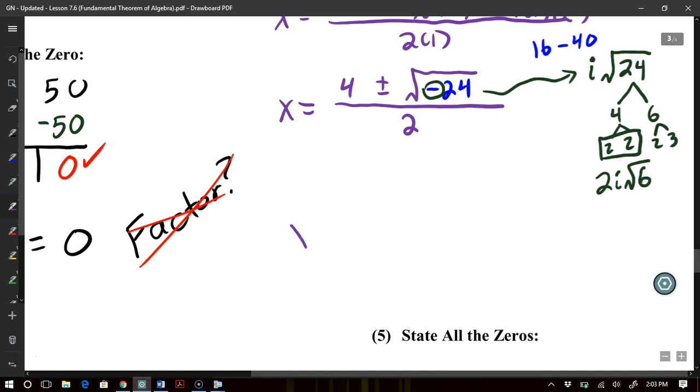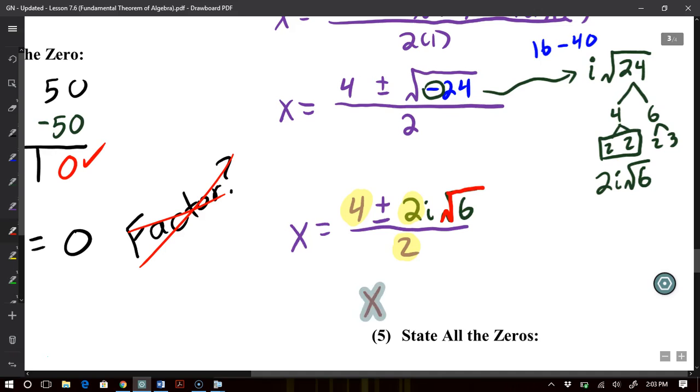So I have x equals 4 plus or minus 2i square root of 6 over 2. And the same idea as what we did before. We notice that these three numbers are even. Remember, whatever's in the radical is protected. It will not be divided out. And so if I divide everything by 2, I get x equals 2 plus or minus i square root of 6.